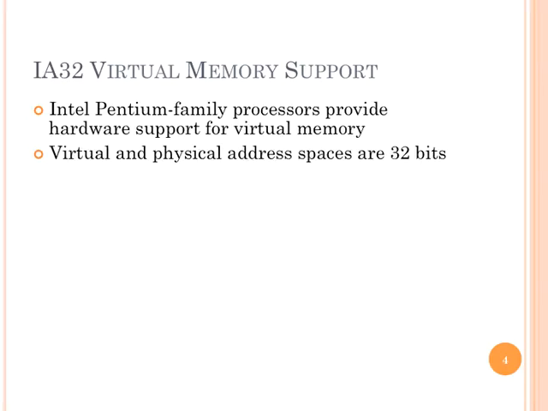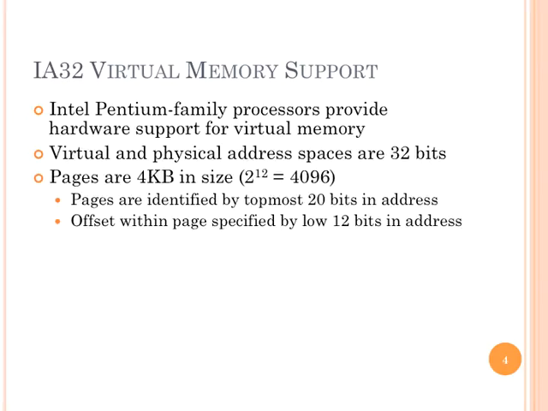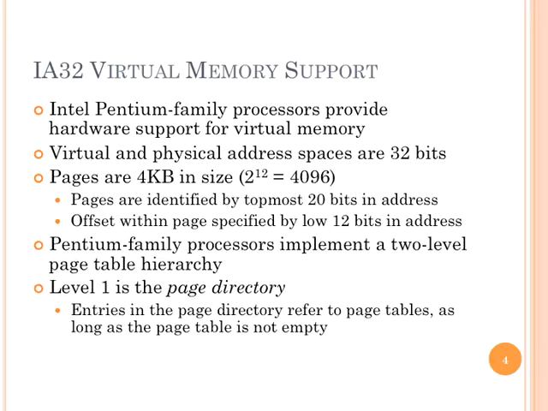Okay, so we'll talk a little bit about Pentium family processors. We talked about the address spaces already being 32 bits. We talked about pages and page table entries and how there's a 2-level hierarchy of page tables in IA32. Pages are 4 kilobytes. That'll become a really important number as we go through this. Pages are identified by the topmost 20 bits, because we have a 32-bit address space. The low 12 bits are just the offset within the page. We have a 2-level page table hierarchy where the top level is the page directory. Each entry refers to a separate page table.